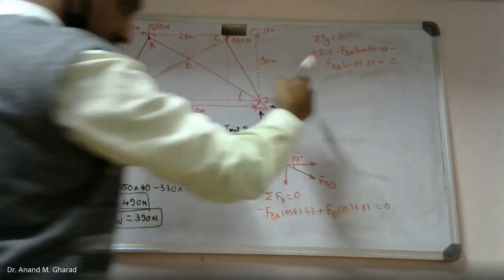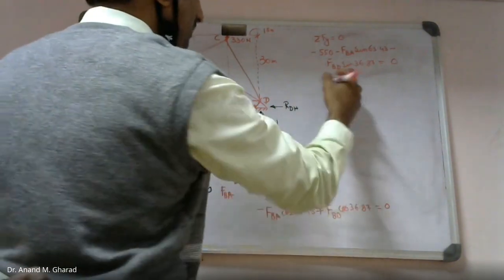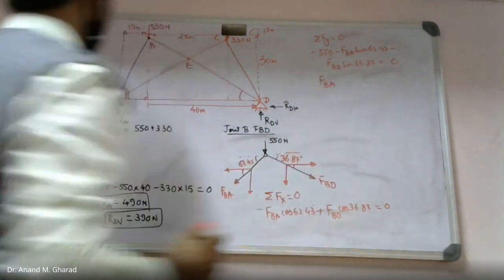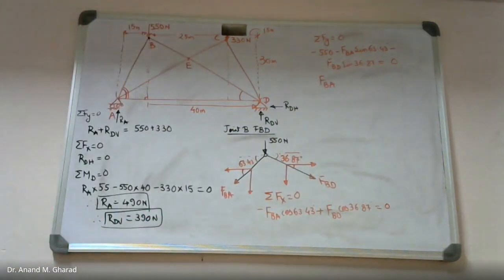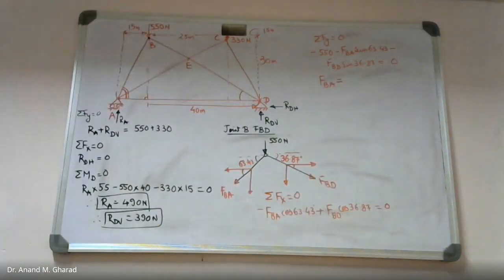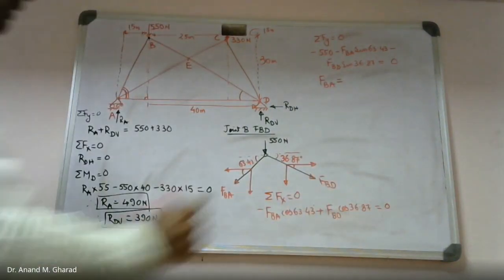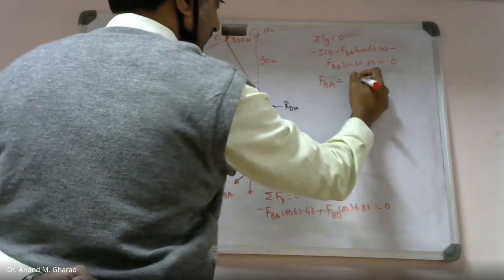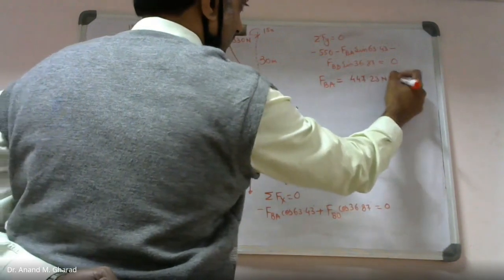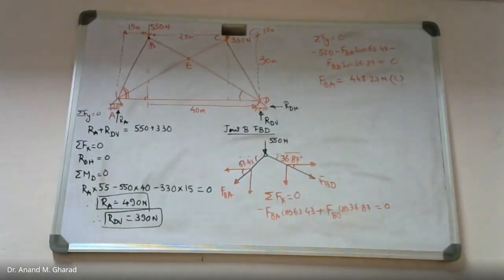From these two equations, you will get FBA. Once we get this FBA value, I am getting this value of FBA to be 447.23 compression. This is compression force. Okay.